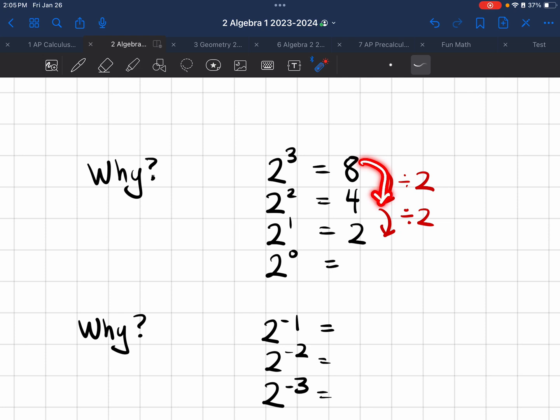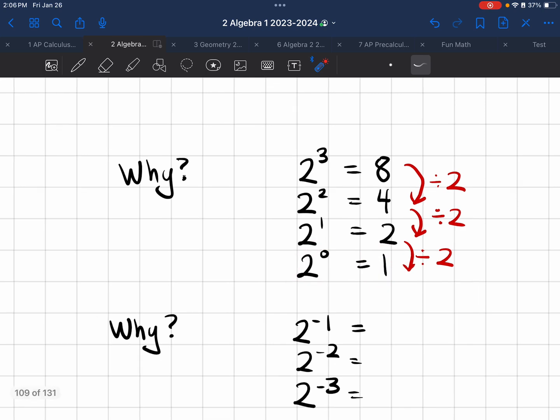8 to 4, I divide by 2. 4 to 2, I divide by 2. I'm going to keep this pattern going, and I'm going to keep on dividing by 2. If I divide by 2 yet again to get from here to here, 2 divided by 2 is 1. Therefore, it completes the pattern. And in fact, I could have chosen a 2, I could have chosen a 3, I could have chosen any number here. This will always be 1. So any number to the power of 0 is 1. I think I've explained that with the pattern.